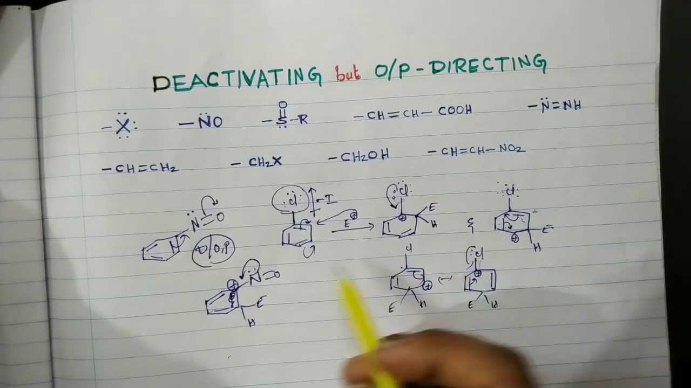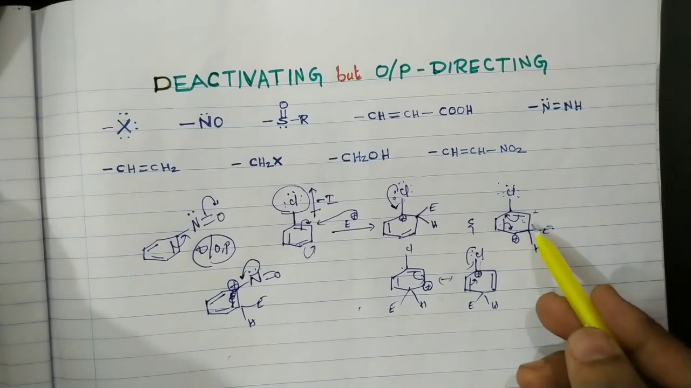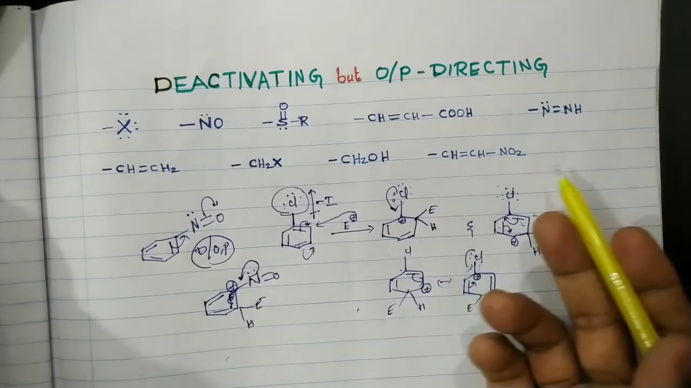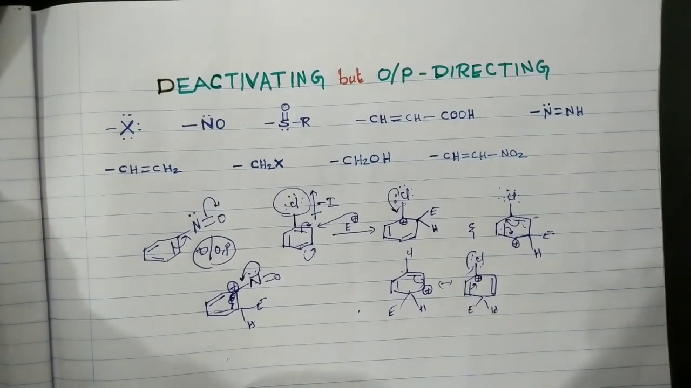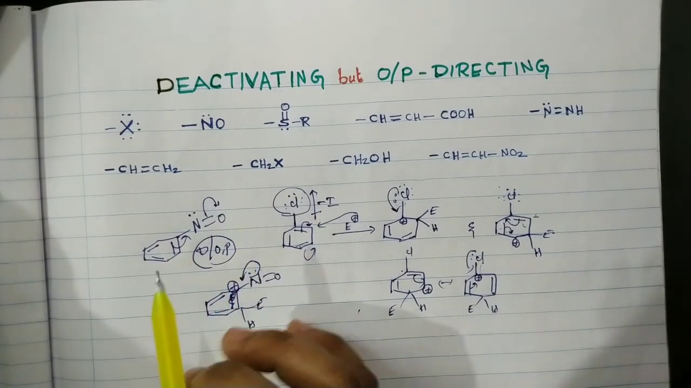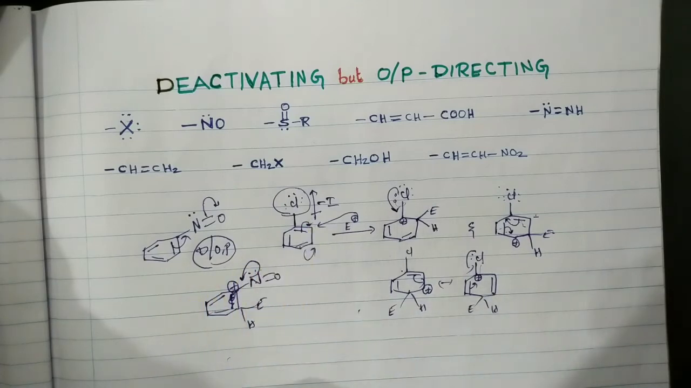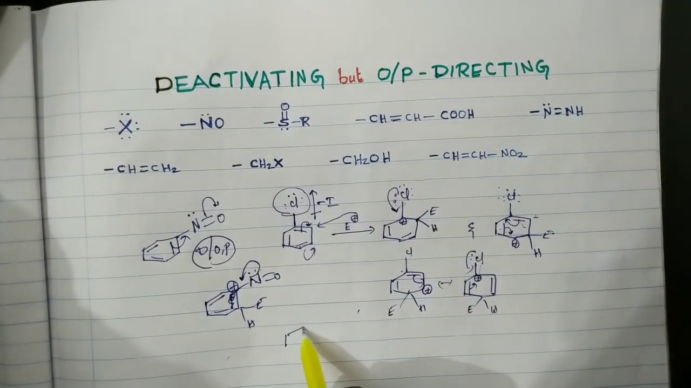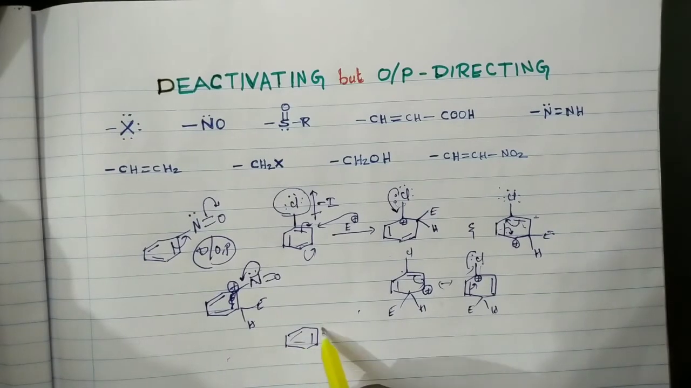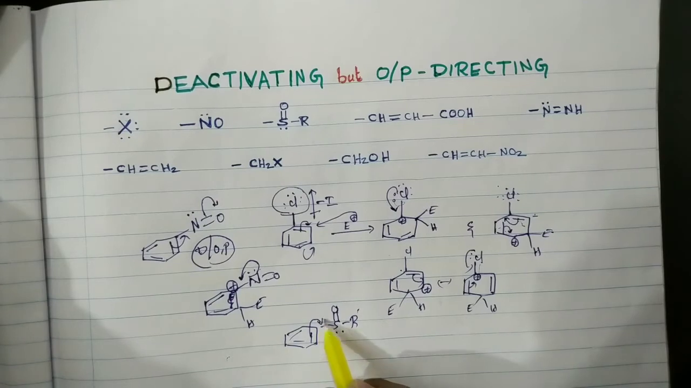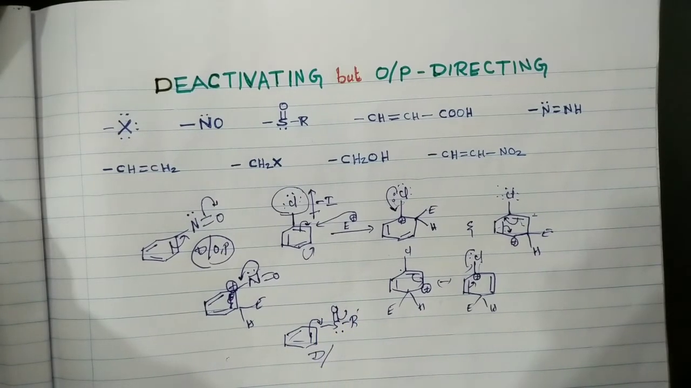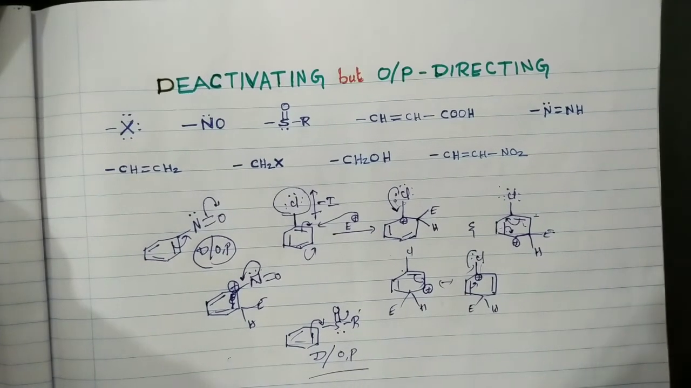But in the case when the electrophile attacks at the meta position, the plus M effect of this group or any group is not working with that positively charged carbon. Okay, that's it. So here it is also a deactivating and ortho para directing group. Here also same story: when benzene is attached to this S double bond O R, it has a lone pair. Because of the pi conjugation it is a deactivating group, and because of the lone pair of electrons the sigma complex is stable when the electrophile attacks at the ortho and para positions.